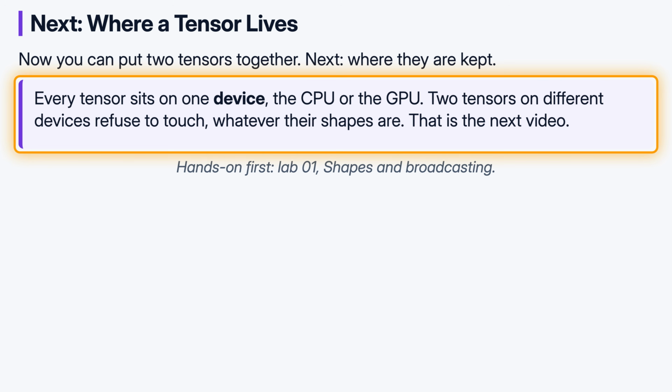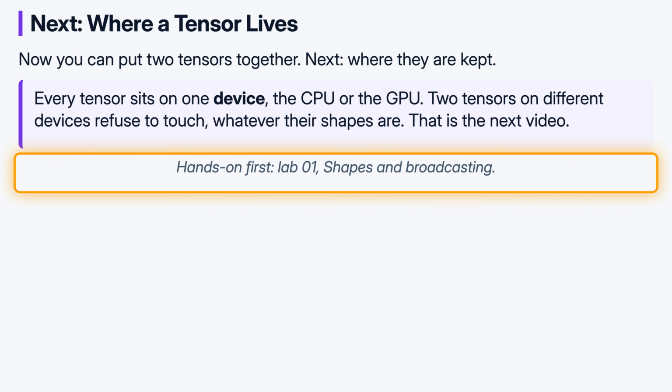So now you can put two tensors together, but there's one more thing they need in common. Every tensor sits on one device, the CPU or the GPU. Two tensors on different devices refuse to touch, whatever their shapes are. That's the next video, but first try it yourself.